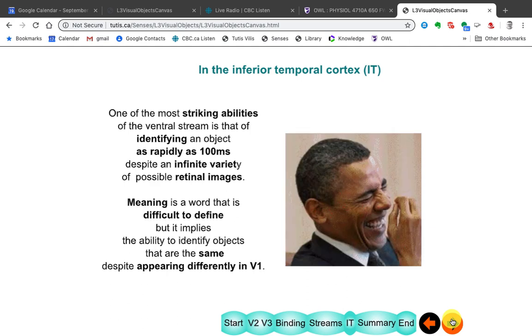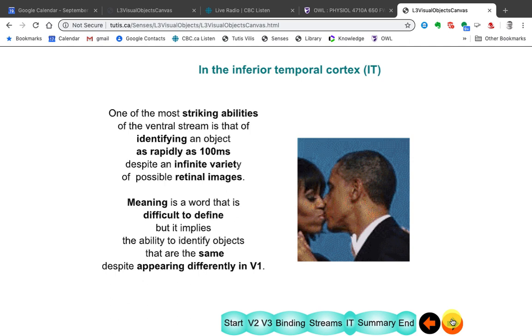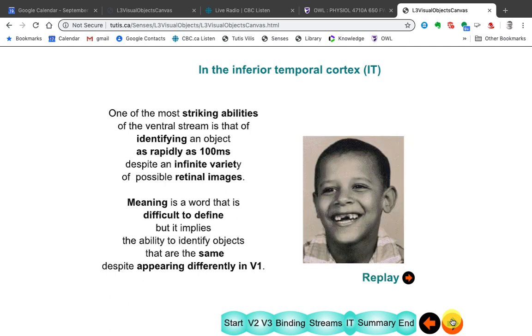Now, what's amazing is that if these images appear about 100 milliseconds after each other, the brain can still take them all in and identify who that person is. It takes you about 100 milliseconds to identify a person that you know. You get a larger activity for a person that you know rather than a stranger.